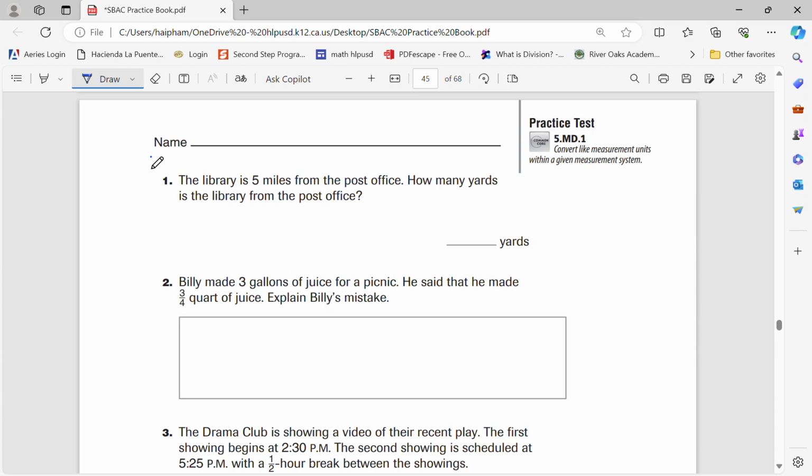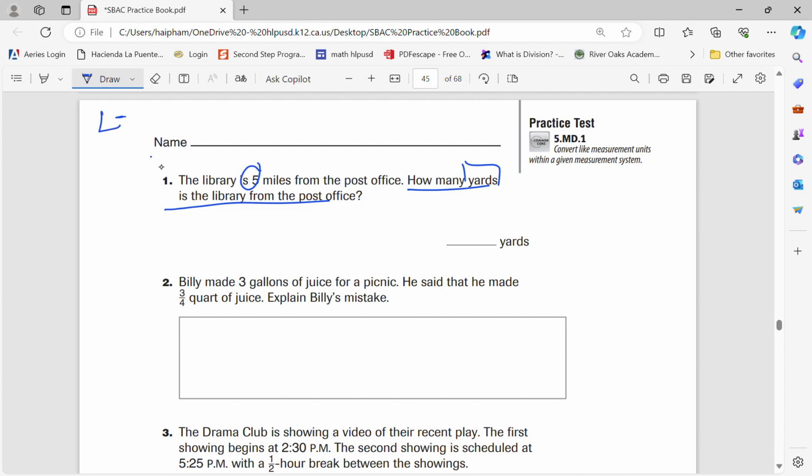Let's dive into this. Number 1, the library is 5 miles from the post office. How many yards is the library from the post office? So here we need to do some conversion, but before we get started, let's review a few things.